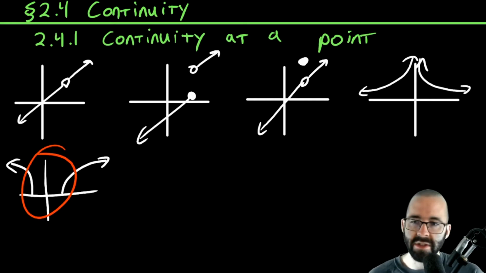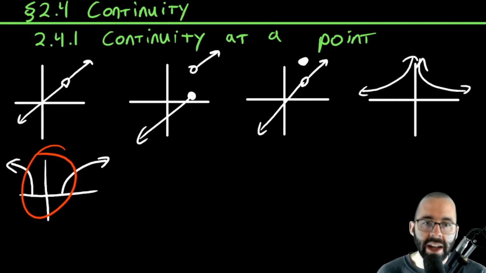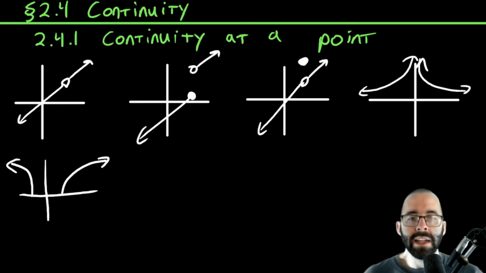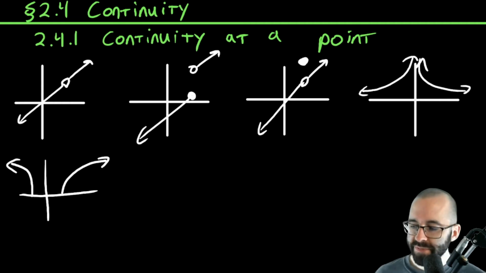And here the function's just straight up not defined in the middle. It's continuous on both pieces, but it's not connected between. It's not even defined between. So these are all different things that we're going to talk about in this section when we talk about continuity.